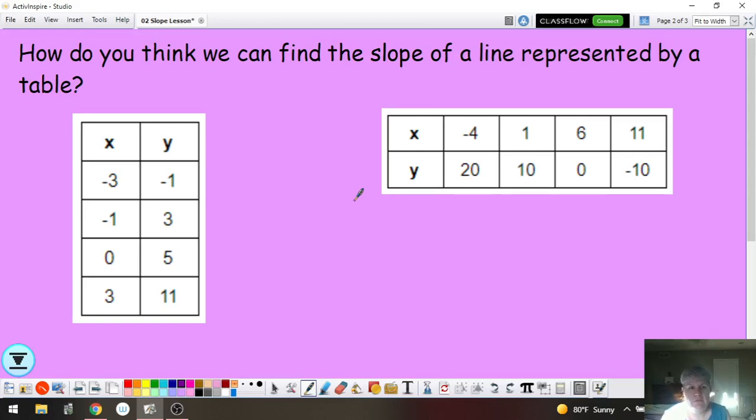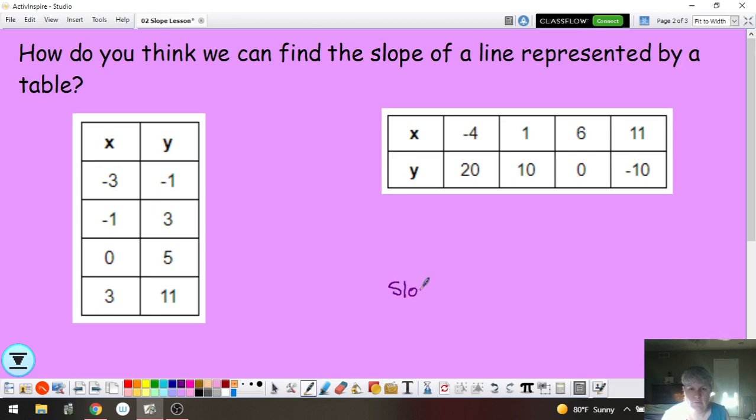Here we have two tables representing points on two different lines. So if we don't have graphs to help us find the slopes, but we have tables, we can still find the slopes of lines being represented. So let's just take a step back and think about our graphs.